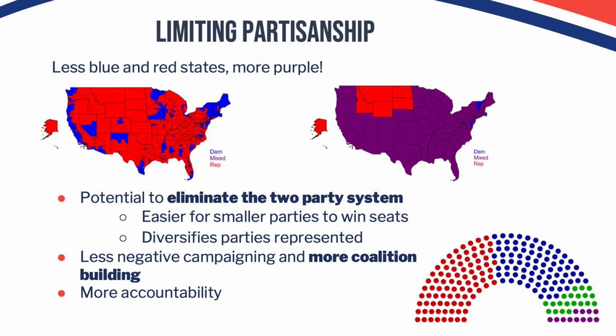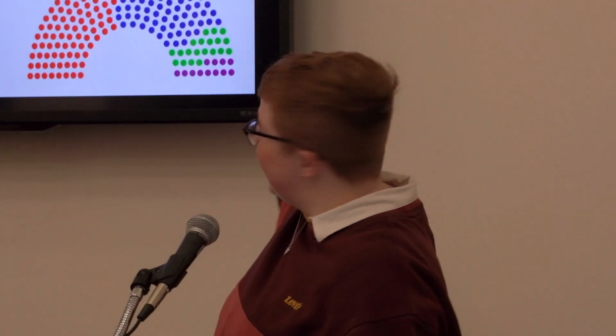And with that, with the lower threshold to win, we have the potential to eliminate the two-party system, which is so fun. It's easier for smaller parties to win seats with PR, and so that means that the total parties represented can really be diversified, and we can end up with something more like this, with many different colors in our congressional makeup instead of the solidly red and blue like in the last slide.